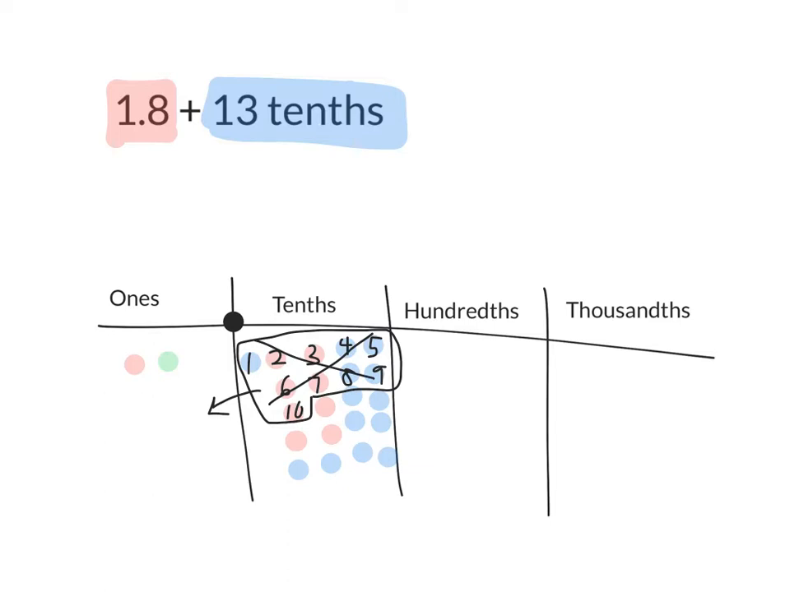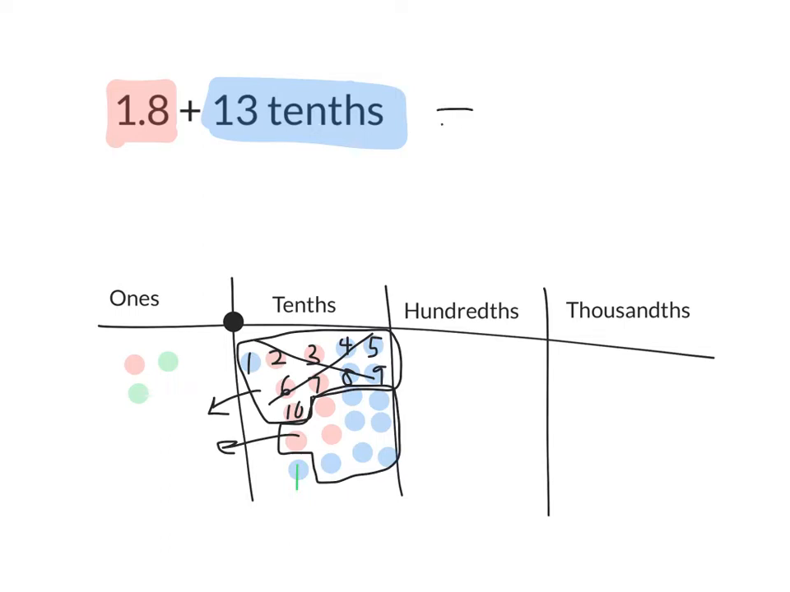What does that tell me? 10 of those can also be bagged up, right? These 10 turn into 1 what? 1. Very good. Okay, and then how many tenths do I have left? 1. Okay, so now let's see what we have all together.